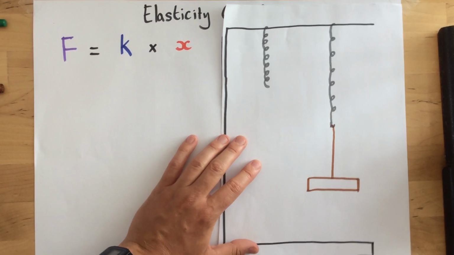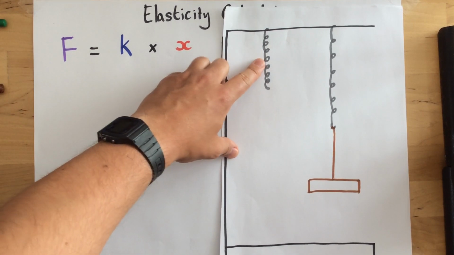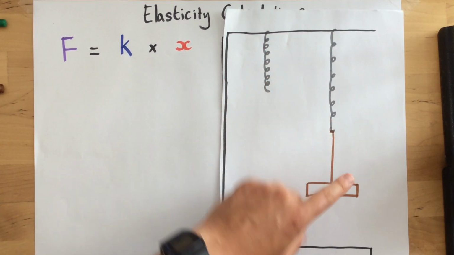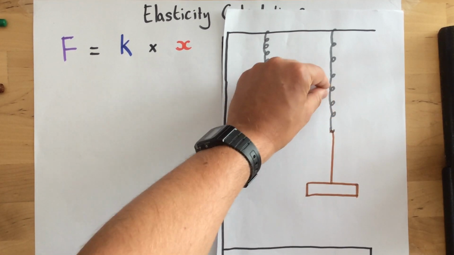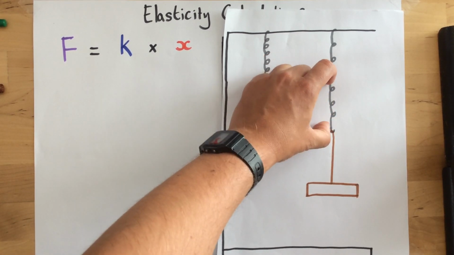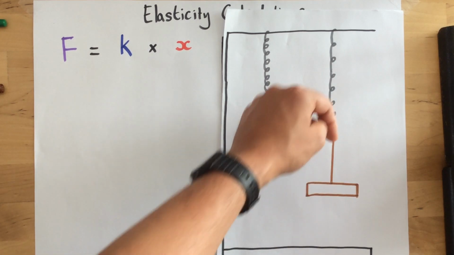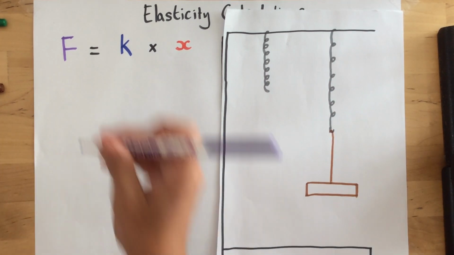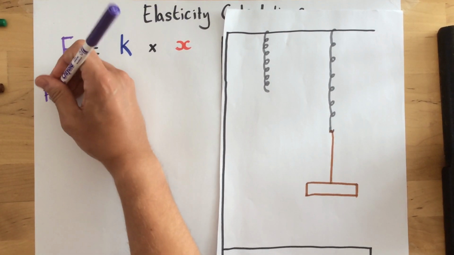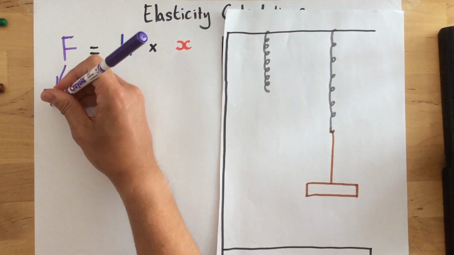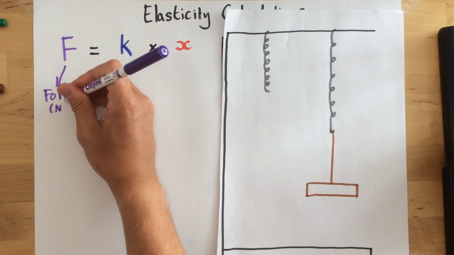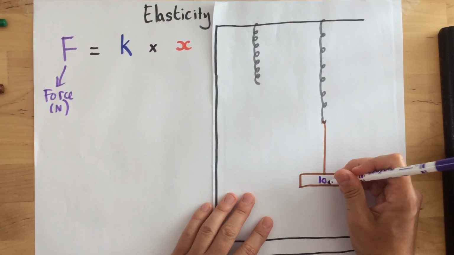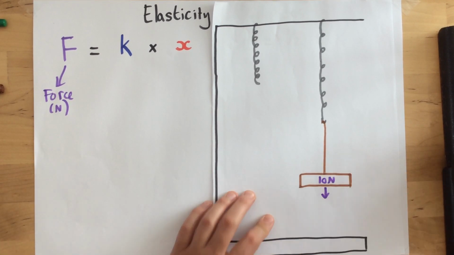So I'm going to show you this situation here. Here we have a spring, and here we have the same spring after it's had this hanging mass added to it. So as you can see, the spring has been extended by the force of this mass here. So F stands for force in newtons. So here, let's imagine that this has a force downwards of 10 newtons.